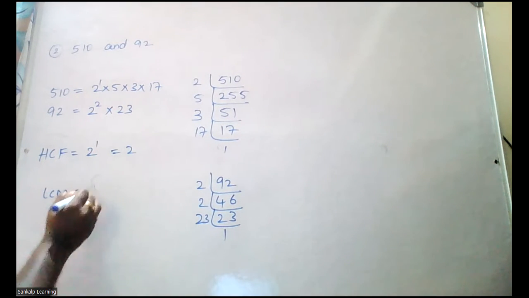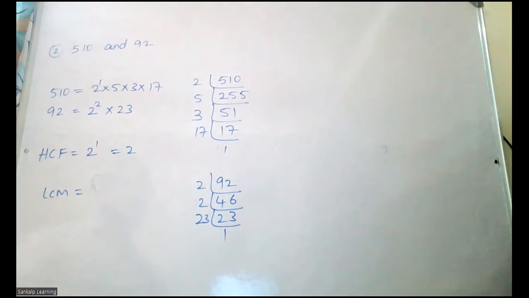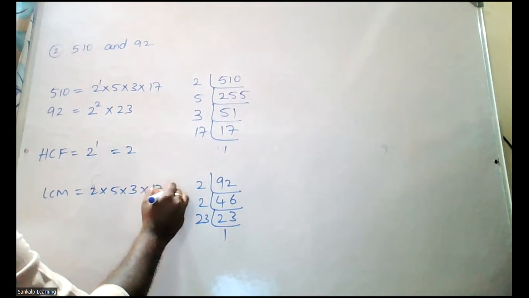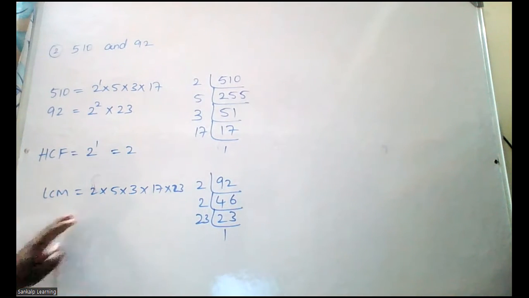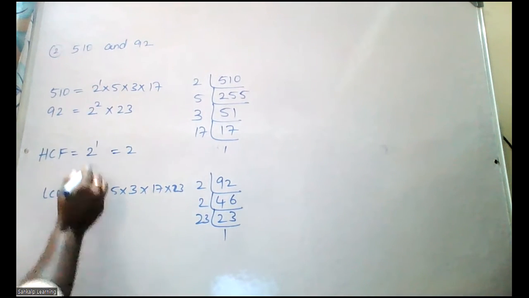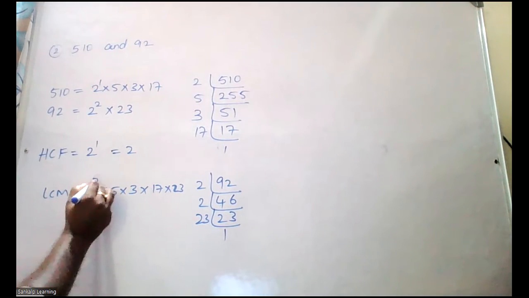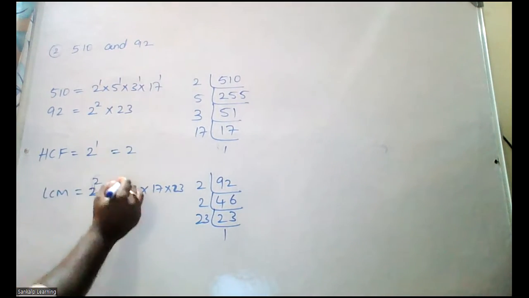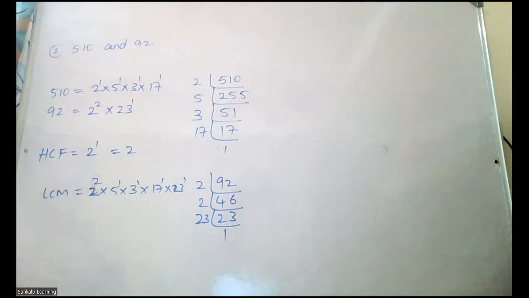So for LCM, you have to consider all the prime numbers. Which are the different prime numbers? You got 2, you got 5, you got 3, 17, and 23. These are the different prime numbers that are involved here. Among 2, which is the highest power? 2 square. So you have to take 2 square. 5, the highest power is 1. 3 highest power is 1. 17 highest power is 1. 23 highest power is also 1.